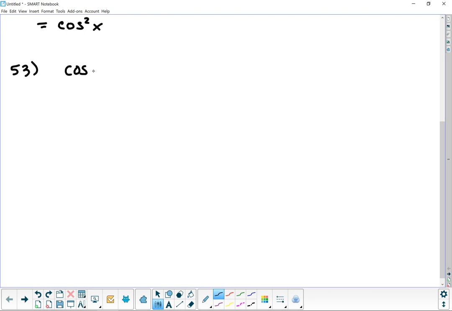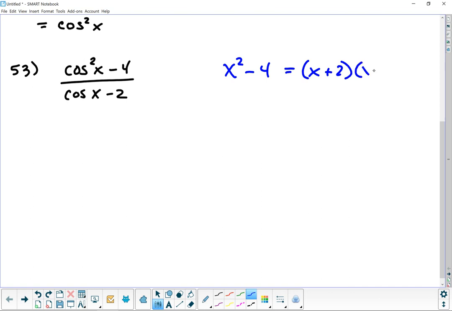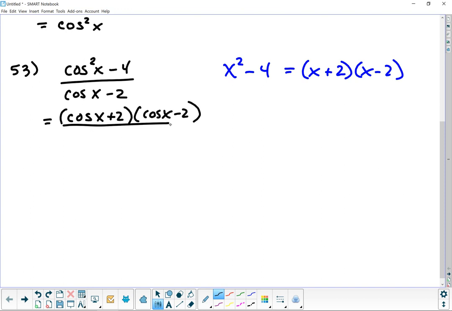53 is cosine square x minus 4 over cosine x minus 2. You can think of this cosine square x minus 4 as x squared minus 4. What can you do with that? x squared minus 4 you can rewrite as x plus 2 and x minus 2. So that's what we're going to do here. That cosine square x minus 4, we can rewrite as cosine x plus 2 and cosine x minus 2.